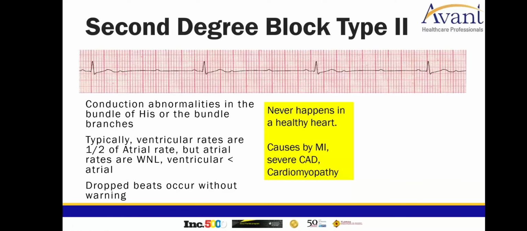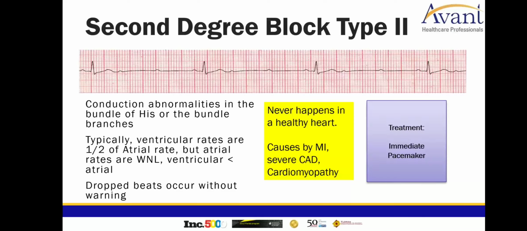Unlike the other heart blocks that could be mild or asymptomatic, this is something that can really seriously cause problems. Usually from an MI or severe coronary artery disease, cardiomyopathy can cause heart blocks. So this is something that needs to be treated. Most of the time it's going to be done with an immediate pacemaker. All right. Notice that it's a slow ventricular rate.